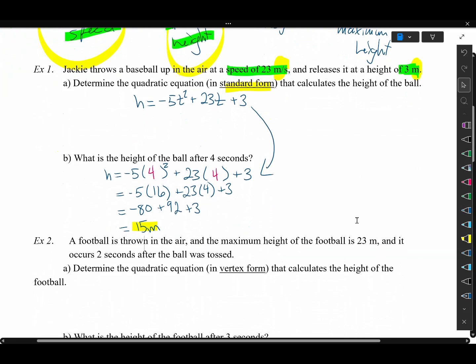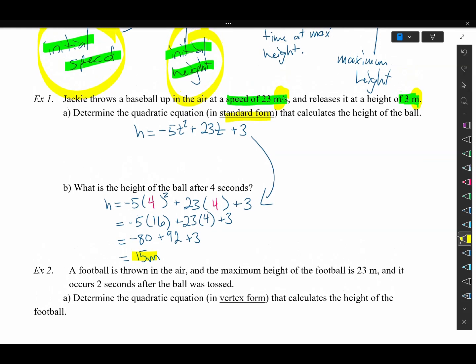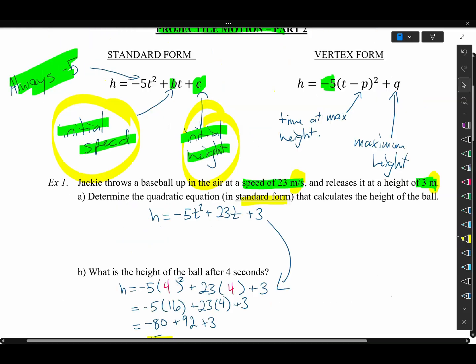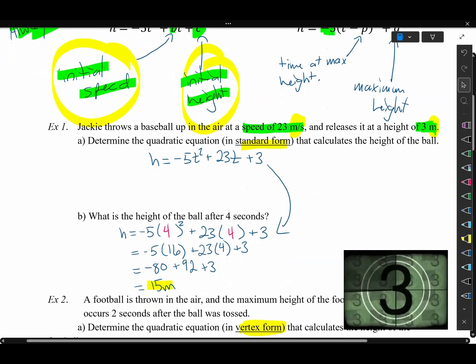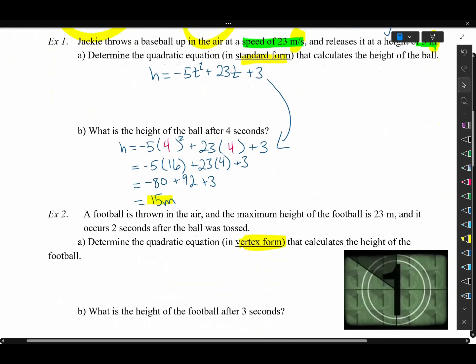Now you folks should be ready for question 2. This time we're working in vertex form. I want you to try out the same thing. Frankly, not much should be new here. Even though the form itself is different, you folks have seen this before. You should be able to plug it in. I want you to try it out. Pause the video for question 2A and see how you did.